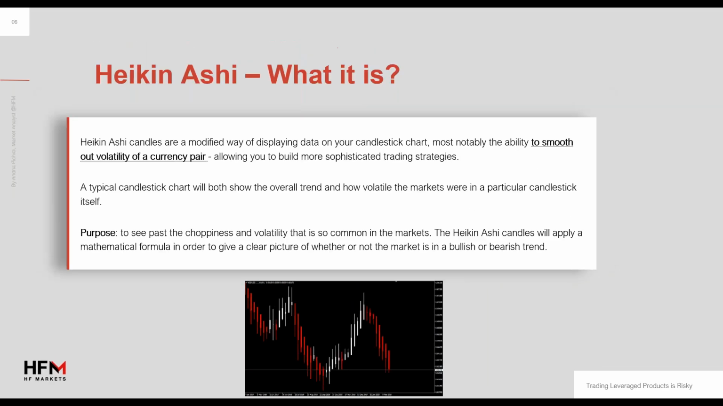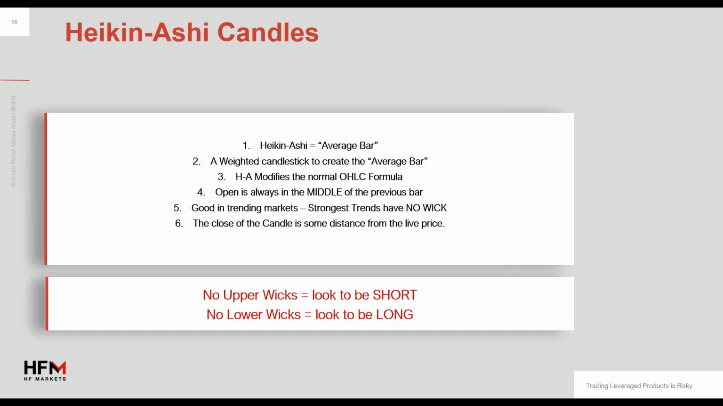Now let me zoom out a bit. It was invented back in the 1700s by Munehisa Homma, a Japanese rice trader. But let's ignore the history behind Heikin Ashi, and let's focus on what this means for you as traders and how it could be useful for you.